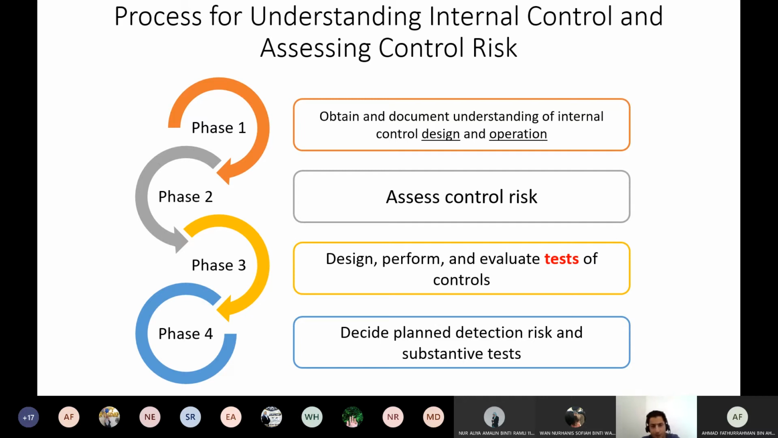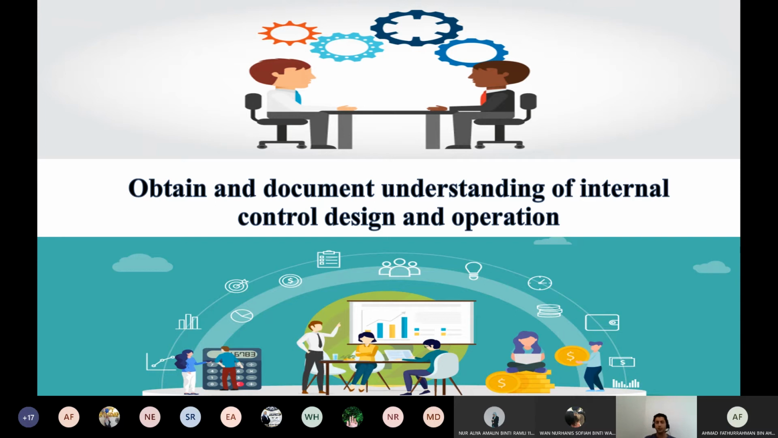Okay, so the next one is assess control risk. The phase 2 is to assess the control risk. Number 3 is to design, perform, and evaluate the test of controls. Okay, lastly is decide the planned detection risk and substantive tests. And this one will be the last point that we will discuss. So we will go one by one. So let's start with obtaining and documenting understanding of internal control, design, and operation.